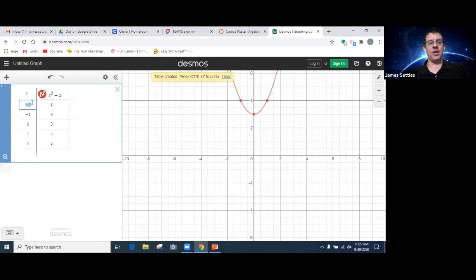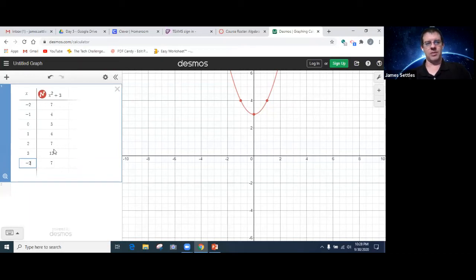Now, 3 isn't here. So what am I going to do? You're going to go to the bottom, move your mouse down to the bottom right here, and then you can type in the X, 3. And remember what we got? 12. Well, this just did it for us. And then we can go down 1, and I think the next one was -2, which is 7. And then go down 1, and then 2, which is also 7.